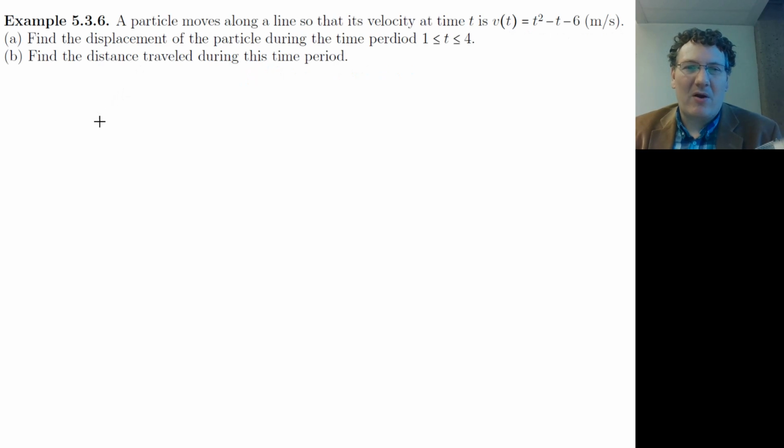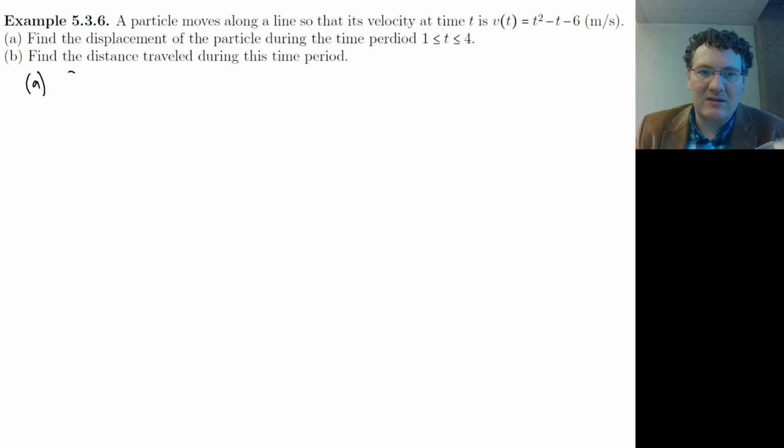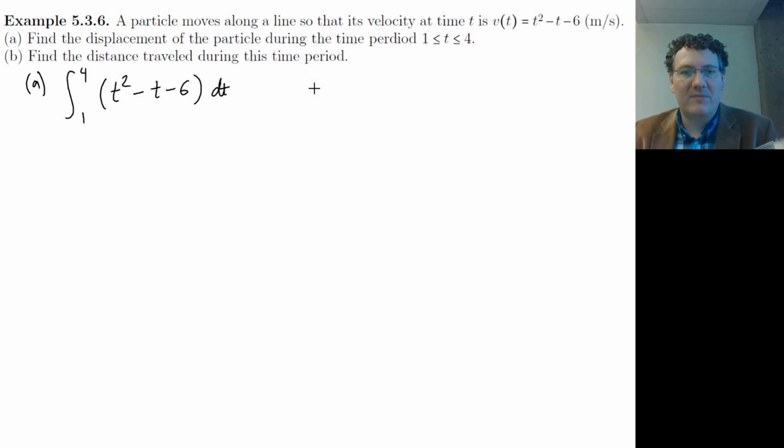Here's an example. If a particle is moving along a line, its velocity is given by t squared minus t minus 6 in meters per second. We can find the displacement of the particle between time 1 and 4 by performing an integral. So for part A, the integral from time 1 to 4 of the velocity t squared minus t minus 6 is going to give us the displacement, the net difference in position.